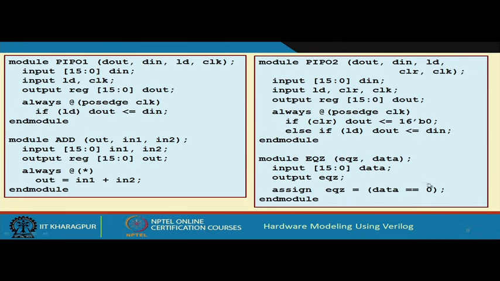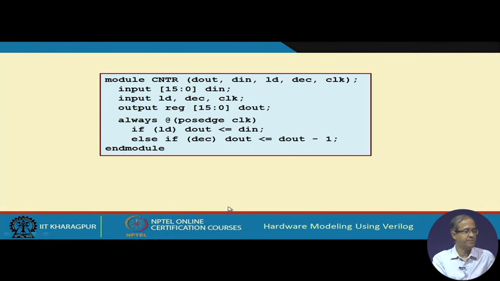Data equal to 0 is a conditional, it will generate true or false, 0 or 1, 0 means not 0, 1 means equal to 0. So, accordingly this output EQZ will be affected. So, this completes our specification for the data path, and of course, one thing is left, the counter.